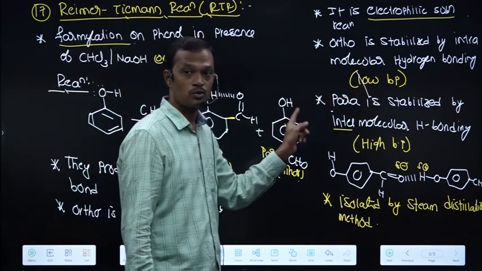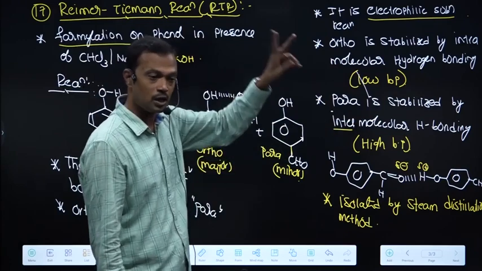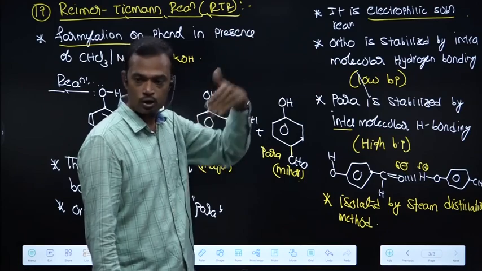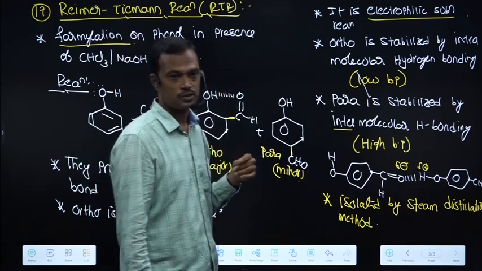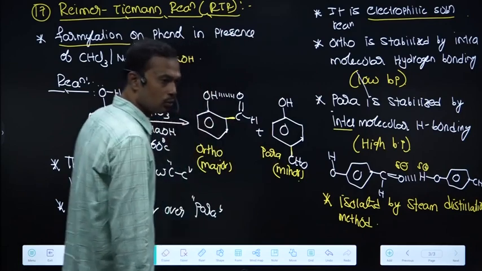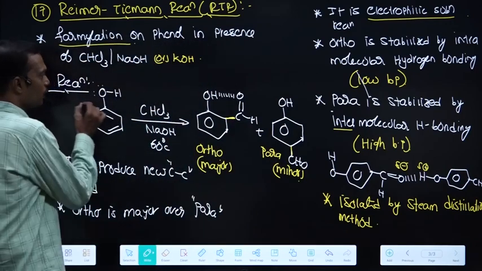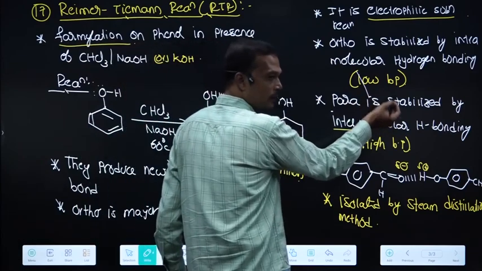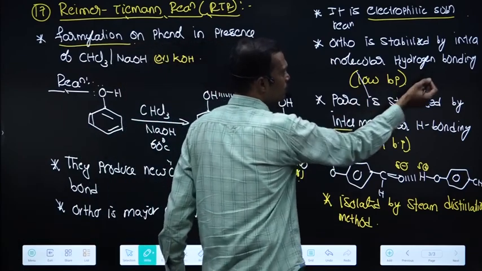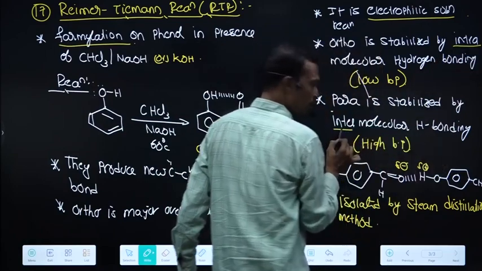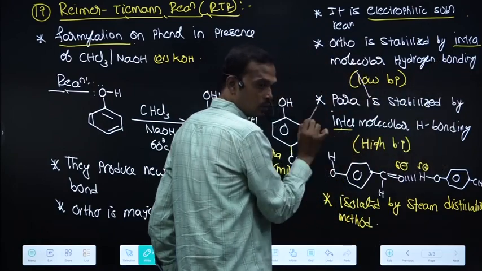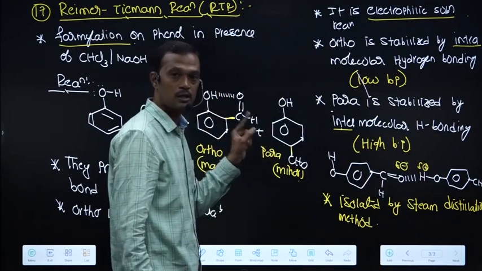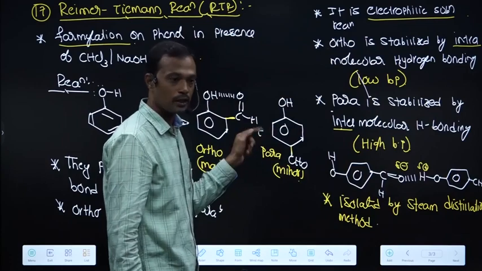Generally I am saying it will come one more time in Fries rearrangement. Be careful, I will ask this point over there. In Fries rearrangement also, ortho and para acylated phenols are obtained. But there we use aromatic ester, whereas here we use only phenol. Phenol reacts with chloroform in sodium hydroxide. You will get ortho and para. Ortho is stabilized by intramolecular hydrogen bonding, and para by intermolecular. So ortho is major, stabilized by intramolecular bonding. Para is minor, stabilized by intermolecular.